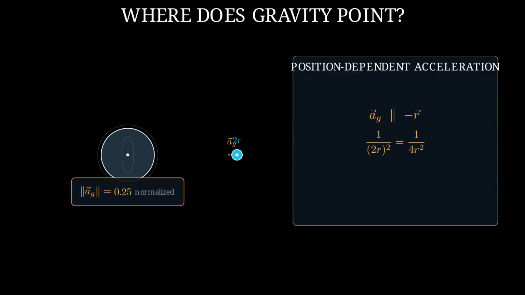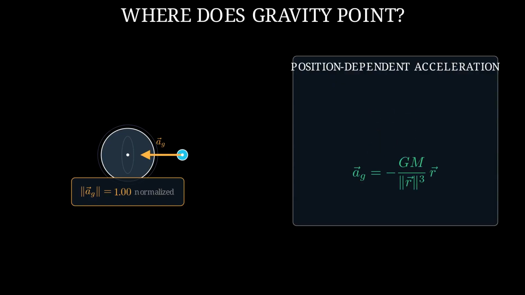Move the probe to twice that radius. The inverse square law reduces the magnitude to 1/4. On screen, the separation vector supplies the direction, while its length in the denominator leaves the required inverse square magnitude. The resulting vector law calculates the acceleration at every position.